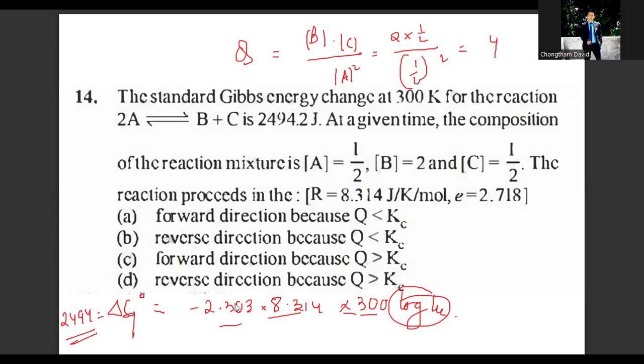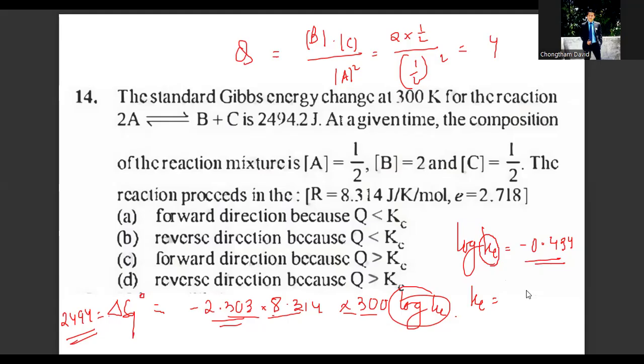2494. So cancel this with 8 and 2. 1247 divided by 8. It is a multiple of 3, so since there are 3 zeros, log Kc would be approximately minus 0.434. So as I have told before, without using the table, you can easily find the antilog values.